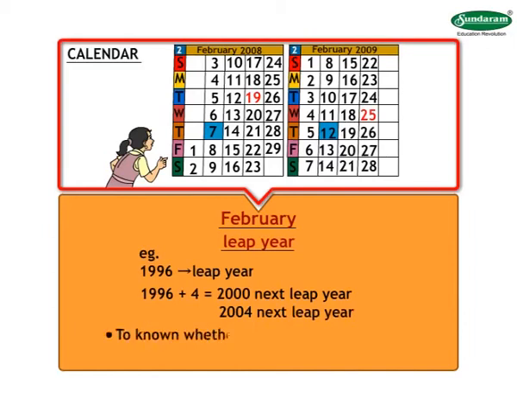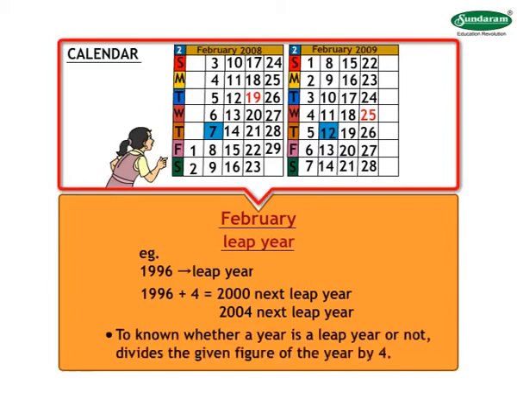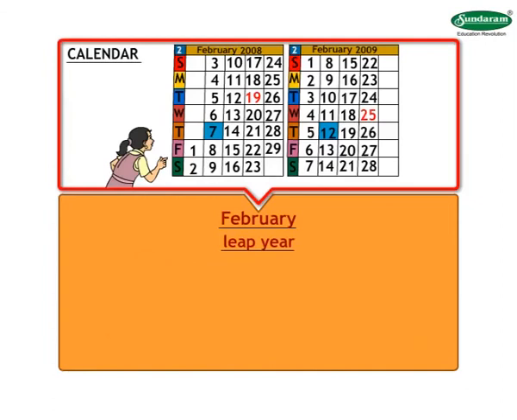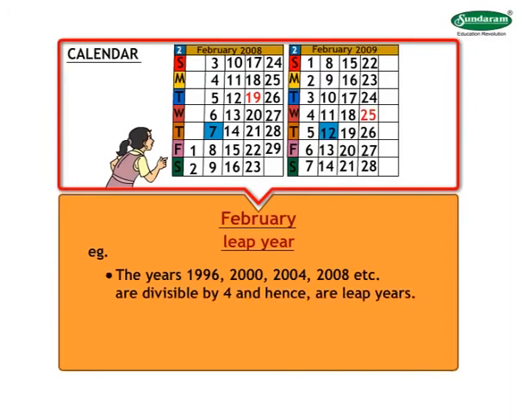To know whether a year is a leap year or not, divide the given figure of the year by 4. If it is divisible by 4, then that year is a leap year. For example, the years 1996, 2000, 2004, 2008 are divisible by 4 and hence are leap years.